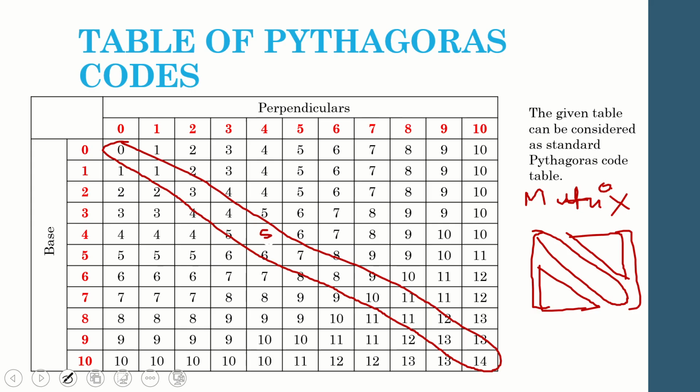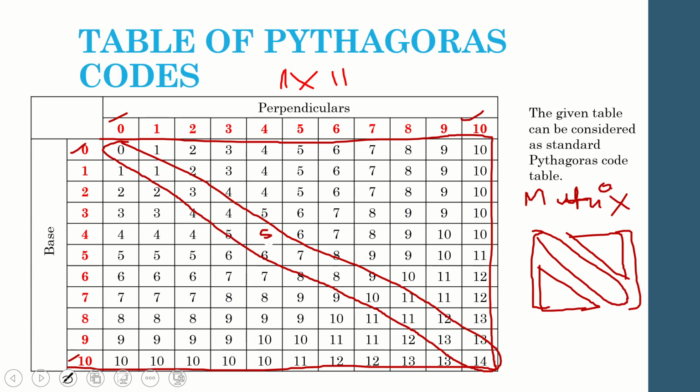So likewise, this is an 11 by 11 matrix, because starting from 0 to 10 it has 11 elements. From this 0 to 10 it is 11 elements. Of course it is not looking like a square, but the number of elements are 11 and 11, so it is an 11 by 11 matrix.